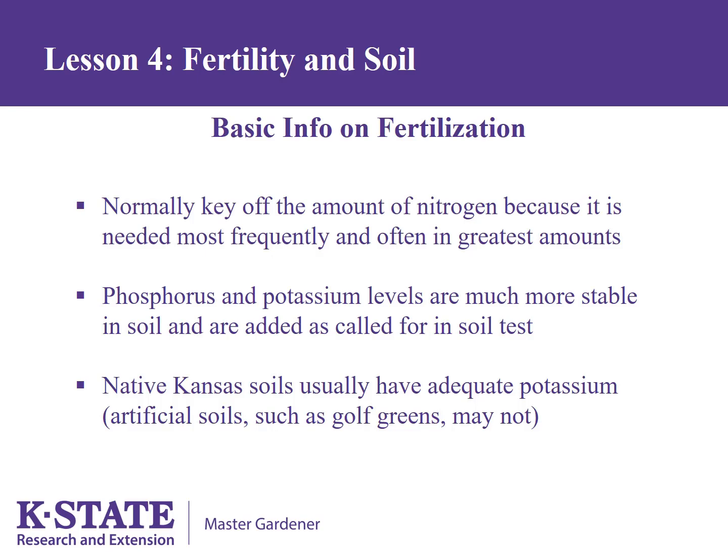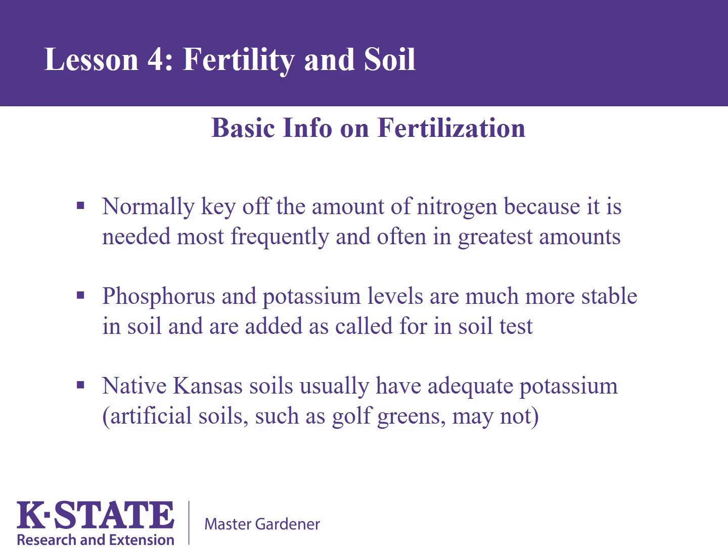So, basic information on fertilizer. Most of the time, our applications are based off of nitrogen. It's the one that's most frequently needed and used in the turf system. Our soils in Kansas typically have enough phosphorus and potassium in them. So always make sure you get a soil test, and if you don't need to apply something, then we don't have to apply it, or make sure we get a fertilizer that has very low numbers of those nutrients, because the higher the number, the more expensive the fertilizer typically is going to be. So our first number is nitrogen.